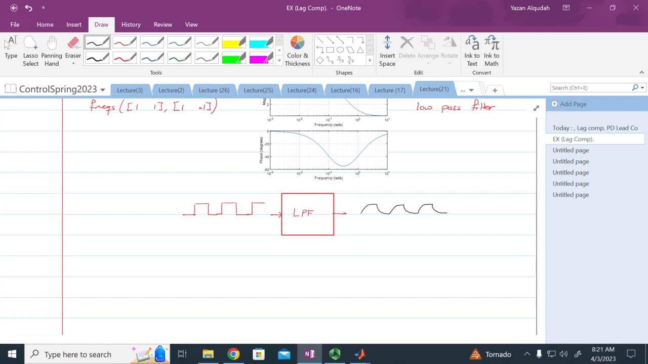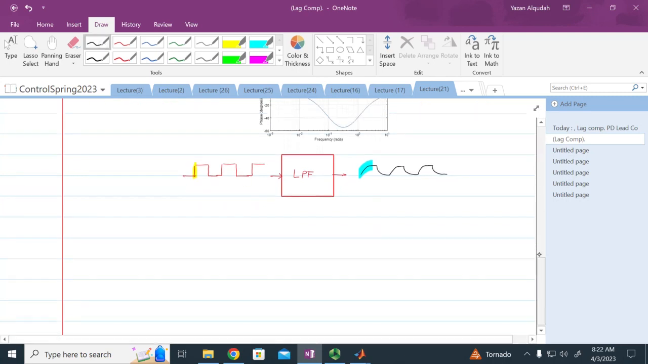The high frequency components that enable me to jump from 0 to a value are removed. Therefore, I cannot jump from this value to this value. You see that? In order for me to be able to go from 0 to this value, I need to have high frequency components. If I remove these high frequency components, then the signal can only go to that value gradually. Make sense? Okay.